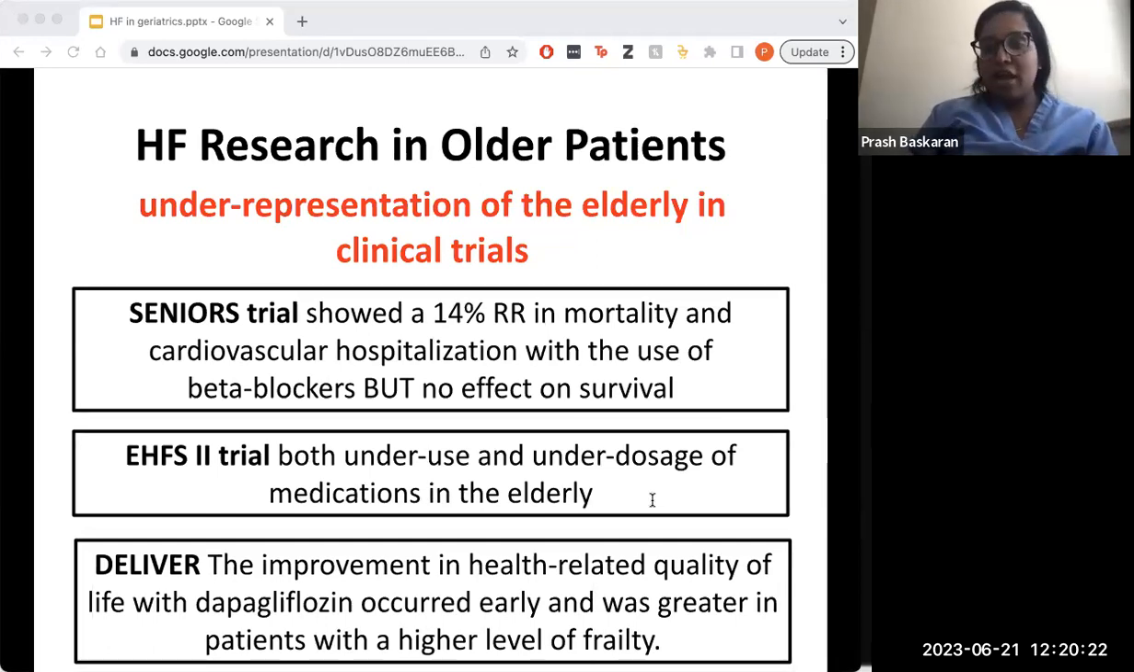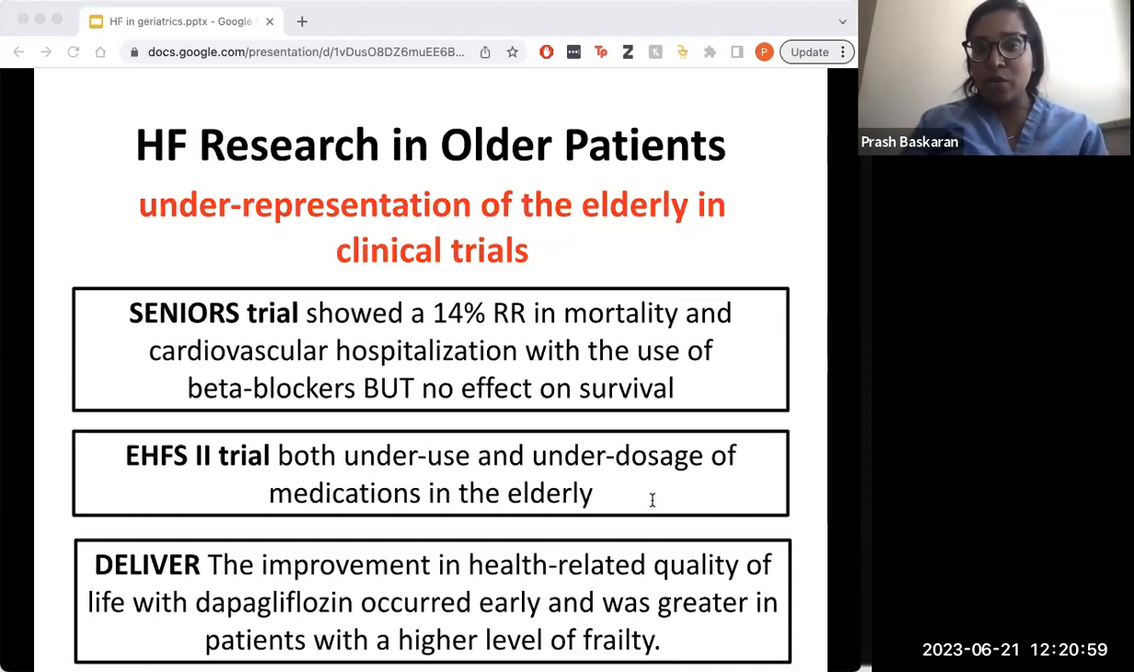If you look at some of the other landmark trials, in I-PRESERVE, the irbesartan trial, the mean age was actually 76, so it's a good representation of the older population. But if you look purely at trials that enrolled and studied older patients in the context of medical management, there are only 3 really important trials available. The one most commonly known is the SENIORS trial, which is actually the only trial that enrolled patients over the age of 70 when looking at beta blockers. Its mean age was 76.